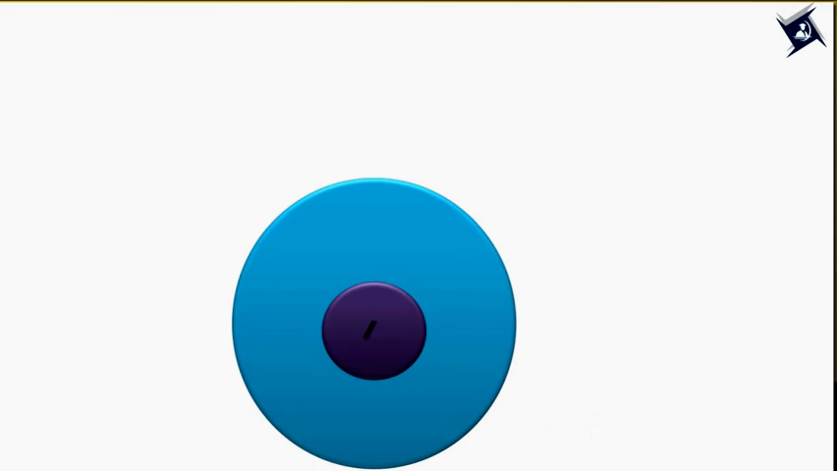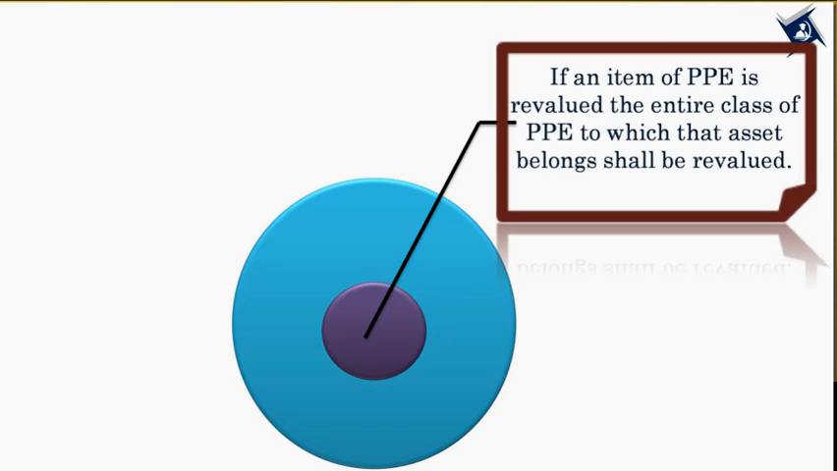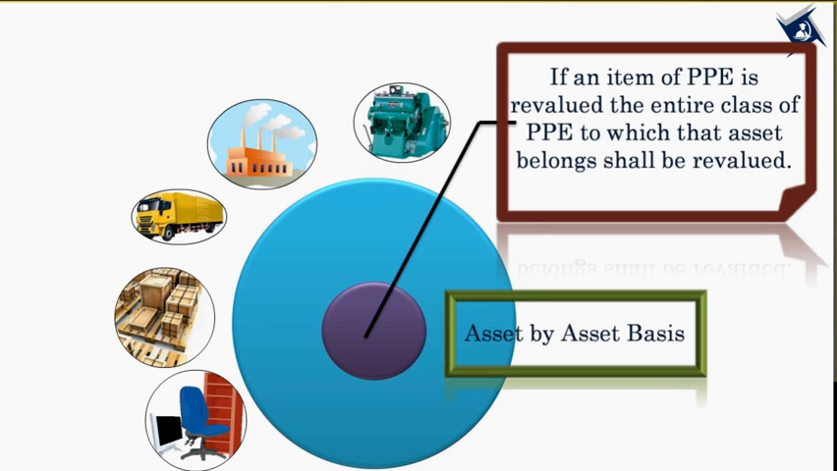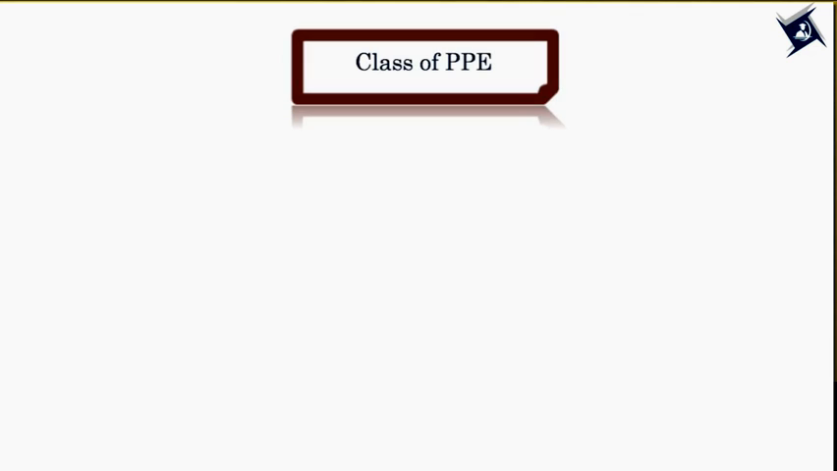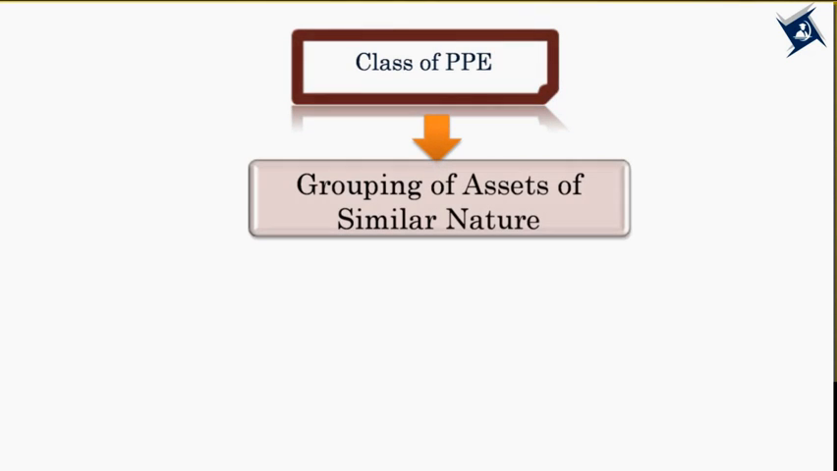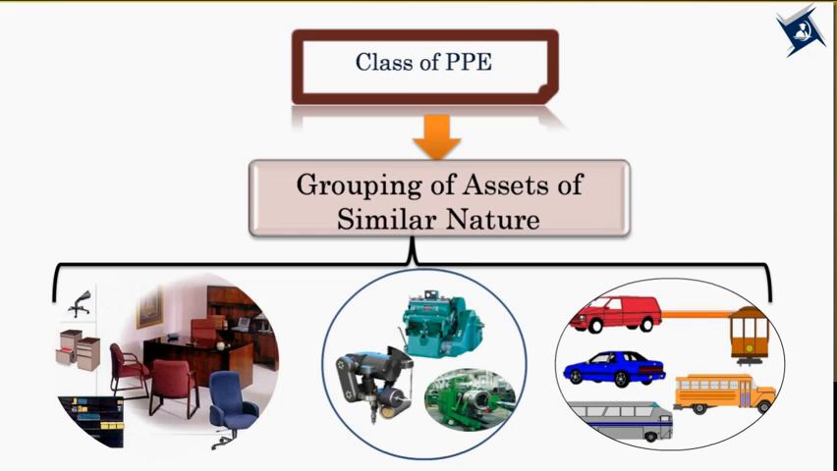Now it should be noted, if an item of PPE is revalued, the entire class of PPE to which that asset belongs shall be revalued. But revaluation is accounted for an asset by asset basis. However, for different verticals, different models can be selected. A class of PPE is a grouping of assets of a similar nature and used in an entity's operations.